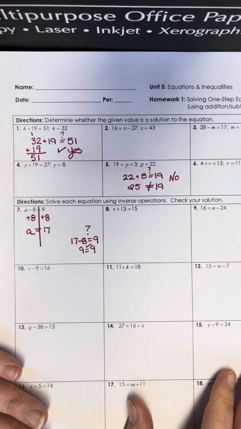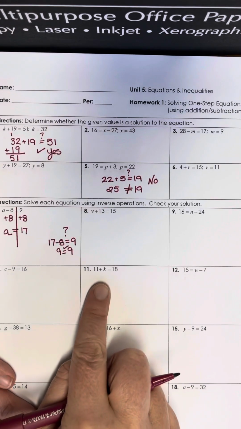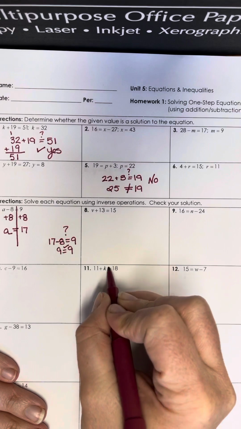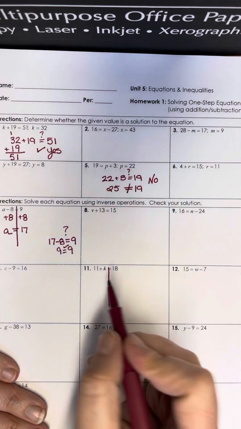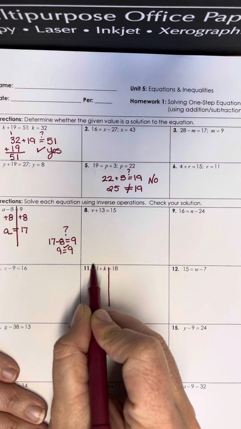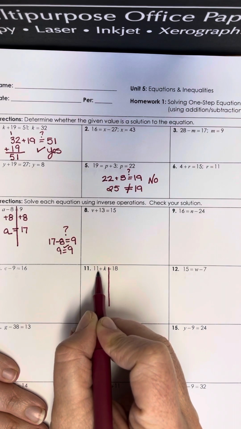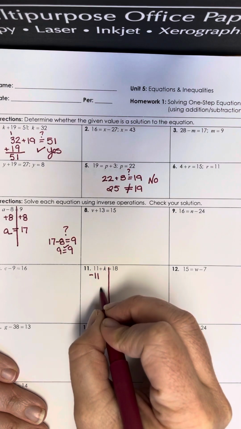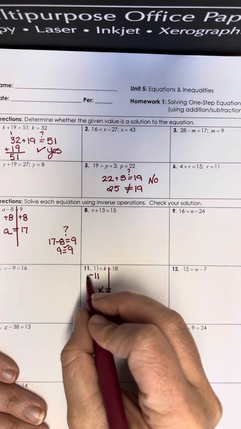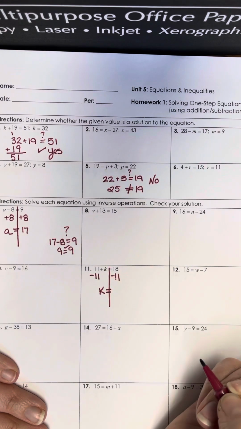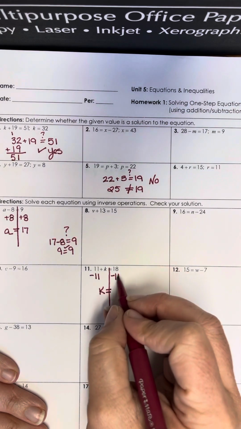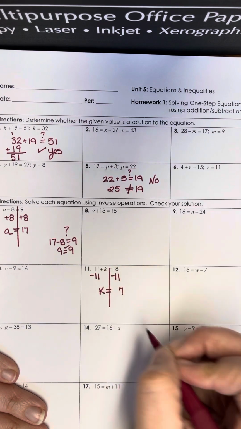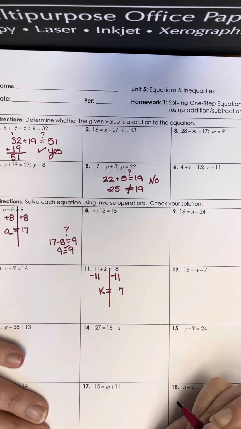Okay. If we go down here to number 11, number 11 is an addition. 11 plus k equals 18. So I draw my balance line, and here I want to undo that addition or positive number by doing the opposite. So I'm going to subtract 11. That isolates k all by itself. And then I go to the right-hand side and subtract 11 as well. So 18 minus 11, 8 minus 1 is 7. 1 minus 1 is 0. So I get 7 as my solution.